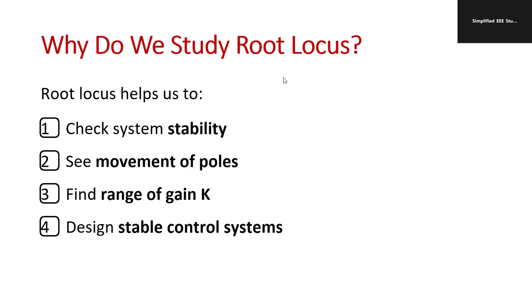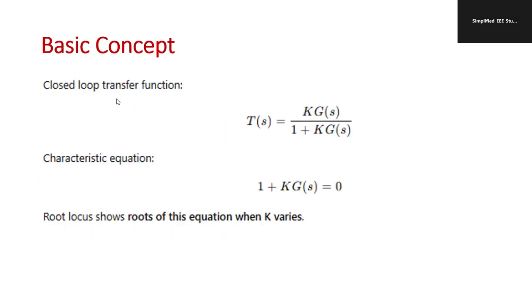So why do we study root locus? Tell me the importance. Number one, to check the stability. Number two, to trace the movement of poles. Number three, find the range of k from 0 to infinity. You find out the values of k, where the range of k stands. Design a stable control system. We require root locus. These are the major purposes of studying the root locus.